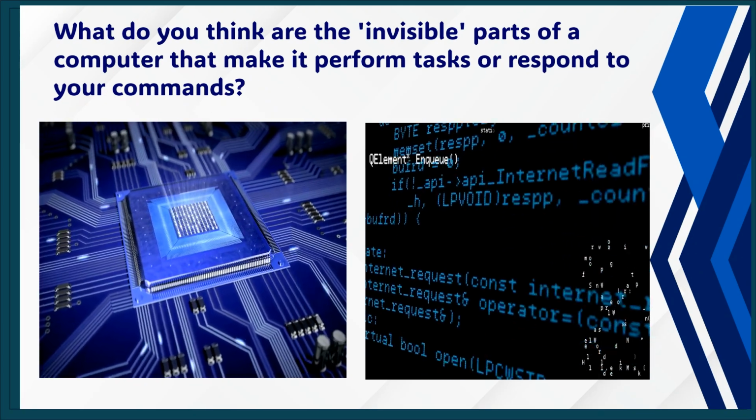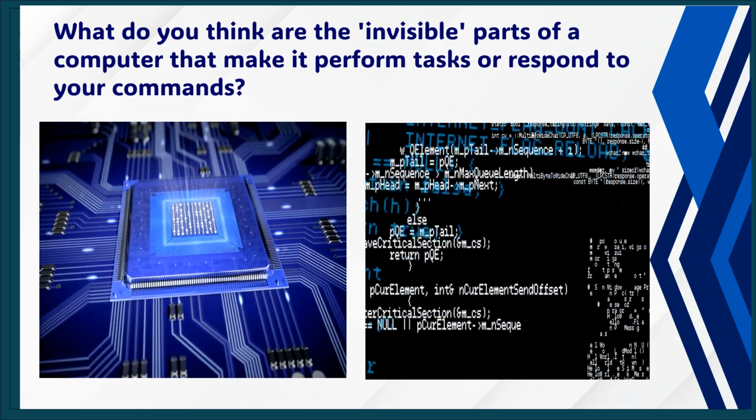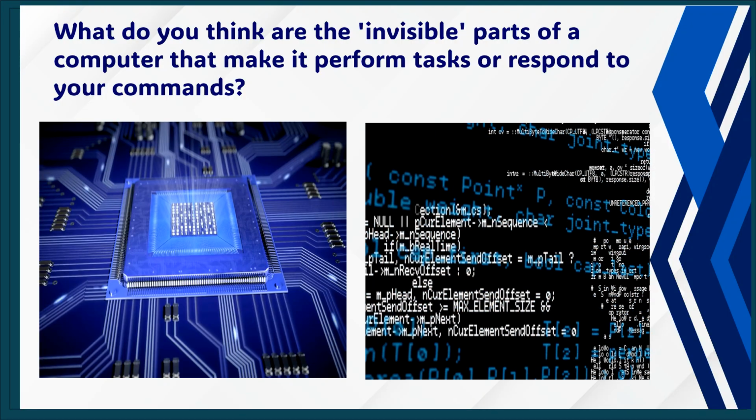The invisible parts of a computer are the software and the data stored inside. Software includes the operating system, programs, and apps that give instructions to the hardware. These programs tell the computer what to do, like opening a game or typing a document. Without software, the computer wouldn't know how to perform any tasks.